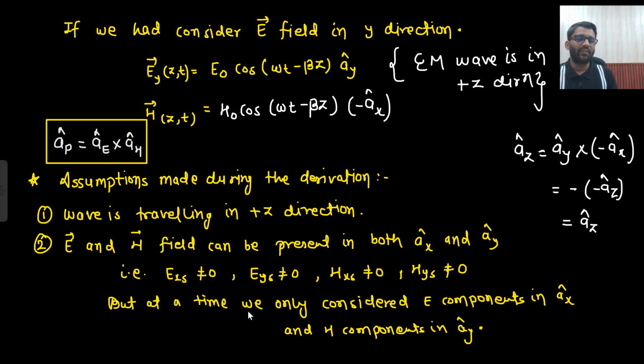And what assumption have we made? That the wave is traveling in the positive Z direction. Now the E field and H field can be present both in Ax cap as well as in Ay cap. Basically both would be there. Exs is also non-zero, Eys is also non-zero, Hxs is also non-zero, Hys is also non-zero.